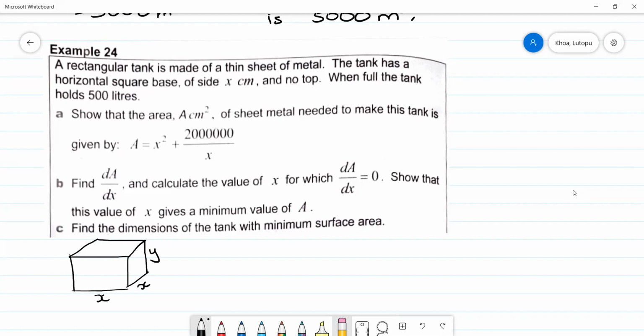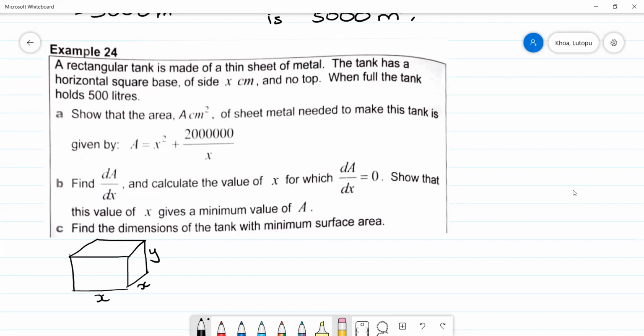So we are told it holds 500 liters, so that's the volume. Okay, so 500 liters is the volume, and we know how to convert 500 liters into centimeters cubed because x and y are in terms of centimeters. Okay, so it says show that the area A of the sheet metal needed to make this tank is given by this. So we want to find the area.